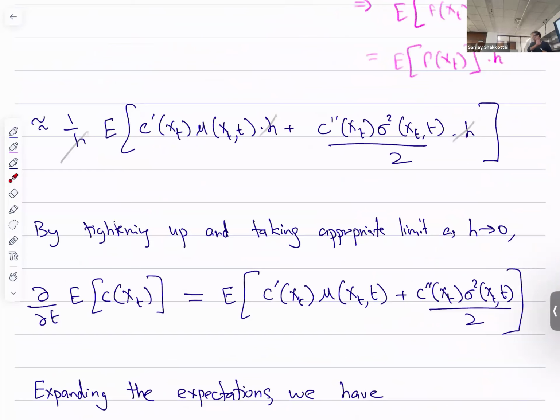Okay. I haven't done anything beyond Taylor series to second order. That's all I've done so far. I get del by del t of the expected value of c of x of t is c prime times mu plus c double prime sigma squared by 2.